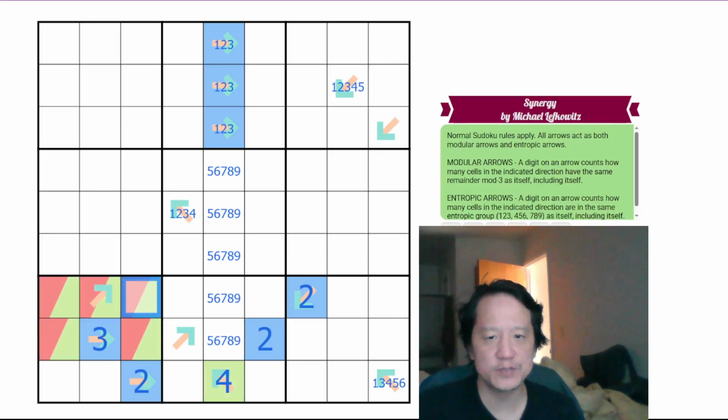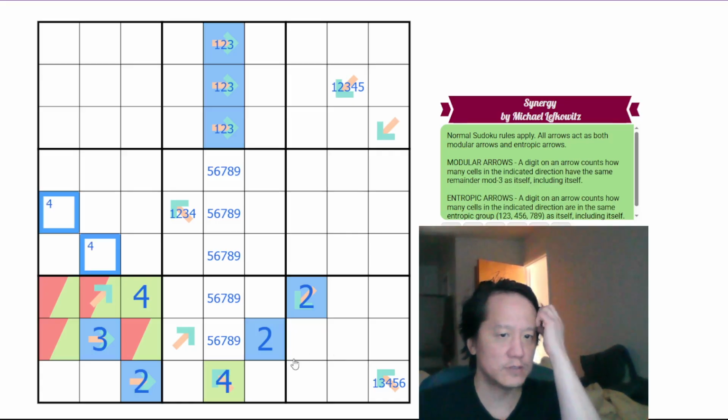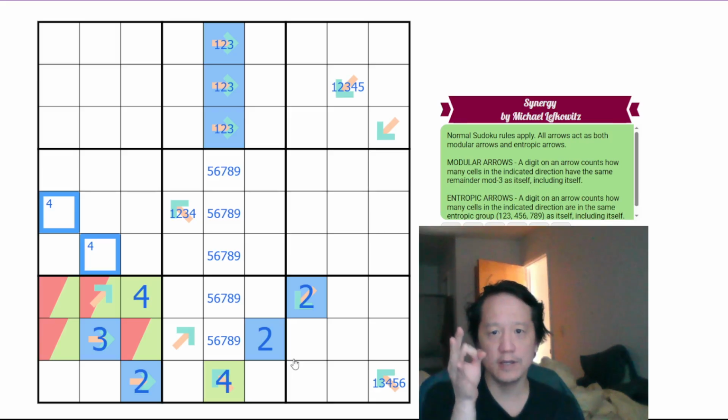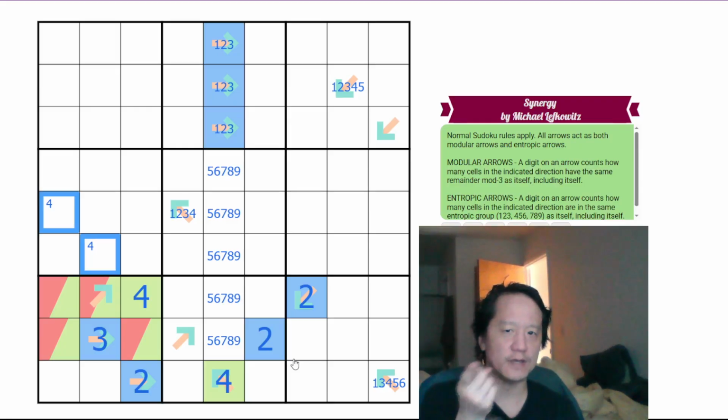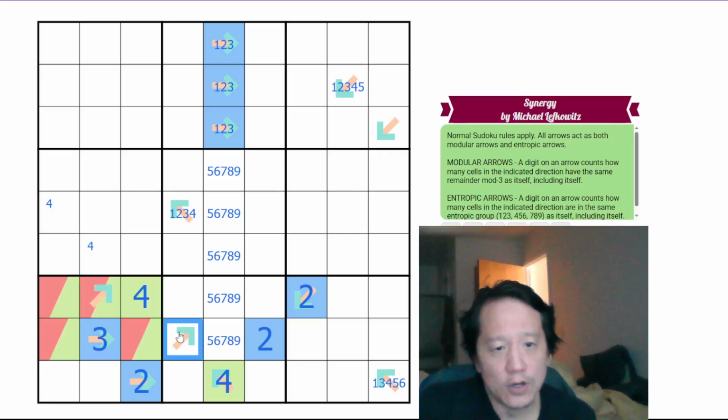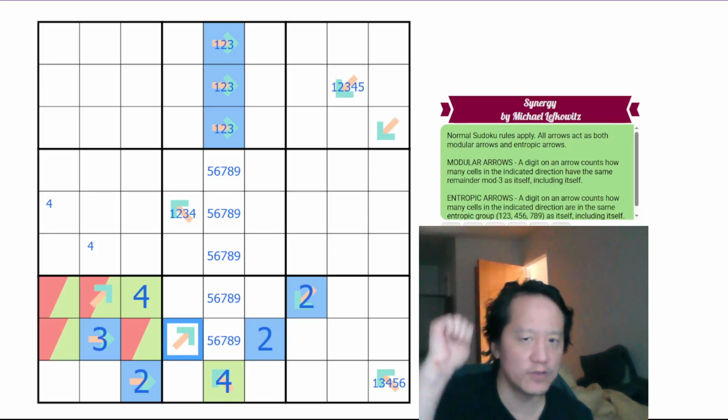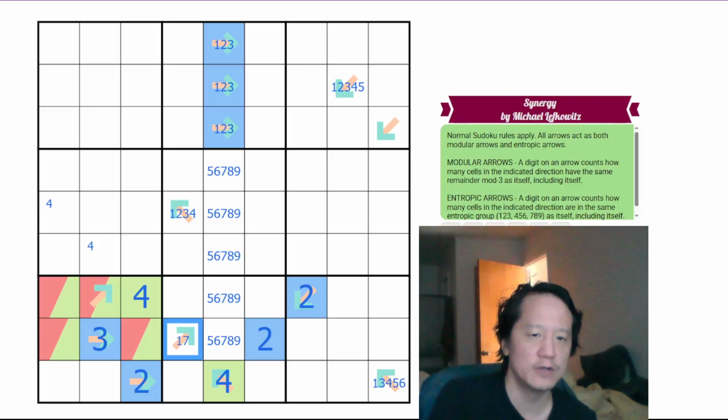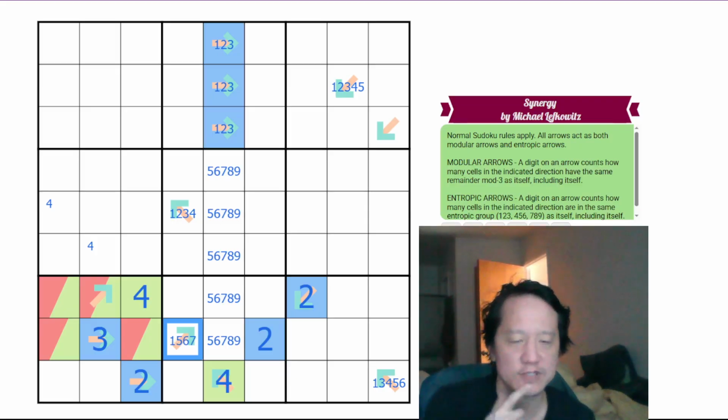So this must be a 4. That's a middle digit. We have to have another 4 along this diagonal to satisfy 3 total for both modular and entropic. And then each of the other ones, one has to satisfy the modular set, and one must satisfy the entropic set. So this can't be 4. It must satisfy either the modular set, which would be 1 and 7, or the entropic set, which would be 5 or 6.